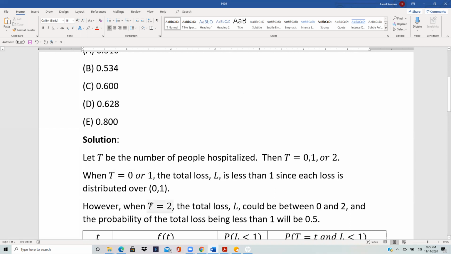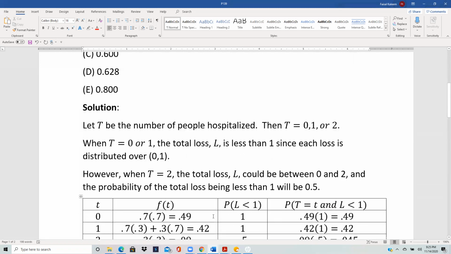But when T is 2, since each of the losses goes from 0 to 1, the total loss goes from 0 to 2. And therefore, because of the symmetry and the uniformity, the probability of the loss being less than 1 in this case will be 0.5. The probability of loss being bigger than 1 will also be 0.5 because the two of them are symmetrically uniformly distributed. So this is the situation.